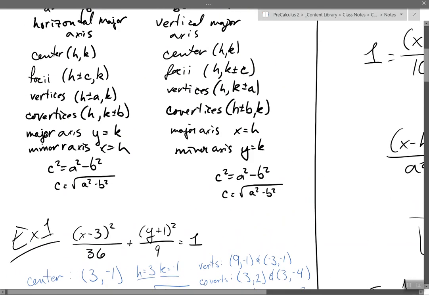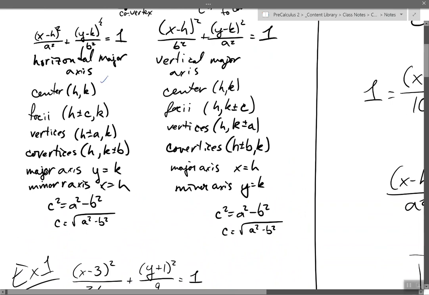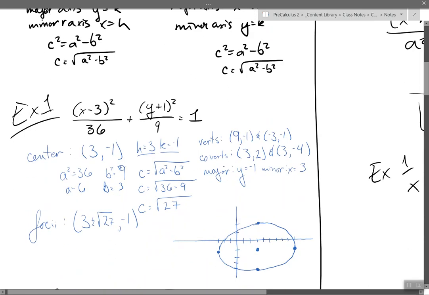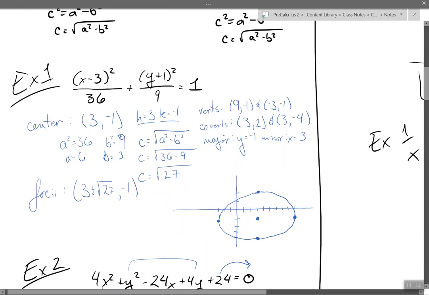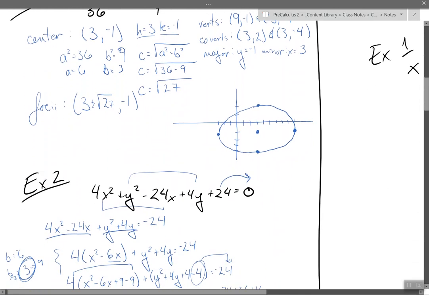If we go look at all this, we had the center, we had the vertices, covertices, major, minor. So the only thing we were missing there was the foci. And the foci are the least important part of the work that we're doing. They are an important part of ellipses, but for us, we're not going to do too much with them.